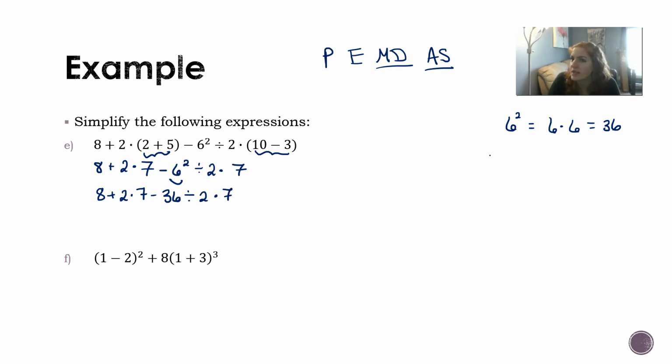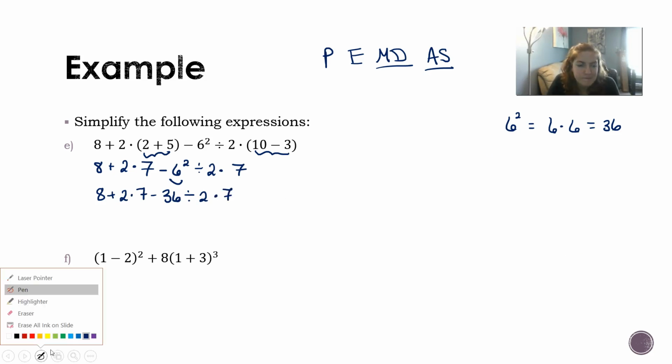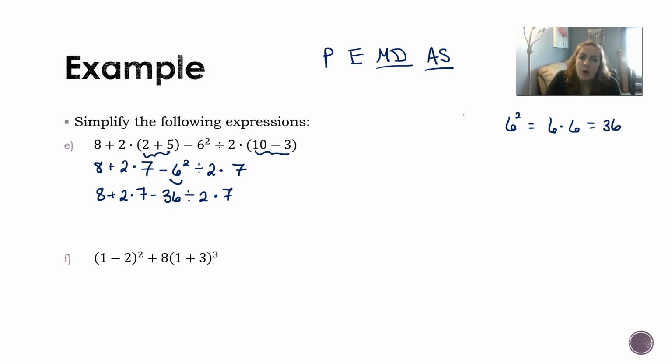A lot going on here. 2 steps down, 2 to go. Next step is multiplication and division from left to right. So from the left, it looks like multiplication comes first. So let's go ahead and do that. 2 times 7 is 14.